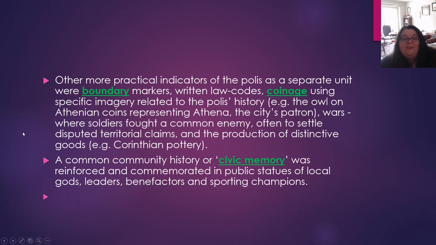Other more practical indicators of the polis as a separate unit were boundary markers, written law codes, coinage, using specific imagery related to the polis's history. For example, the owl on Athenian coins representing Athena, the city's patron. Wars, where soldiers fought a common enemy, often to settle disputed territorial claims as to who owns what land. And the production of distinctive goods, for example, Corinthian pottery.